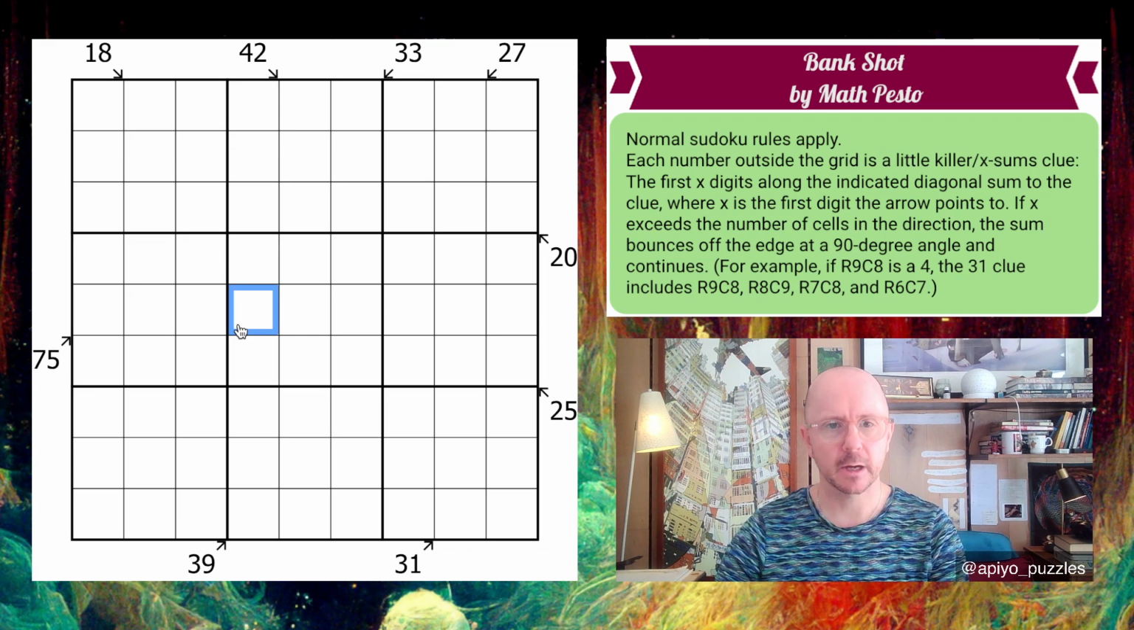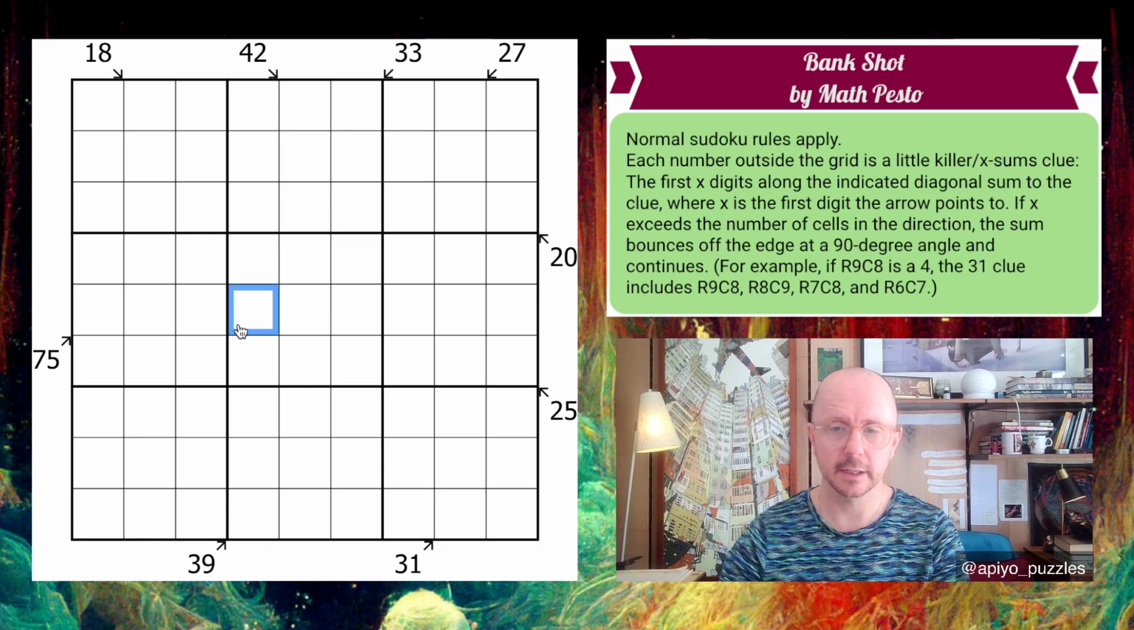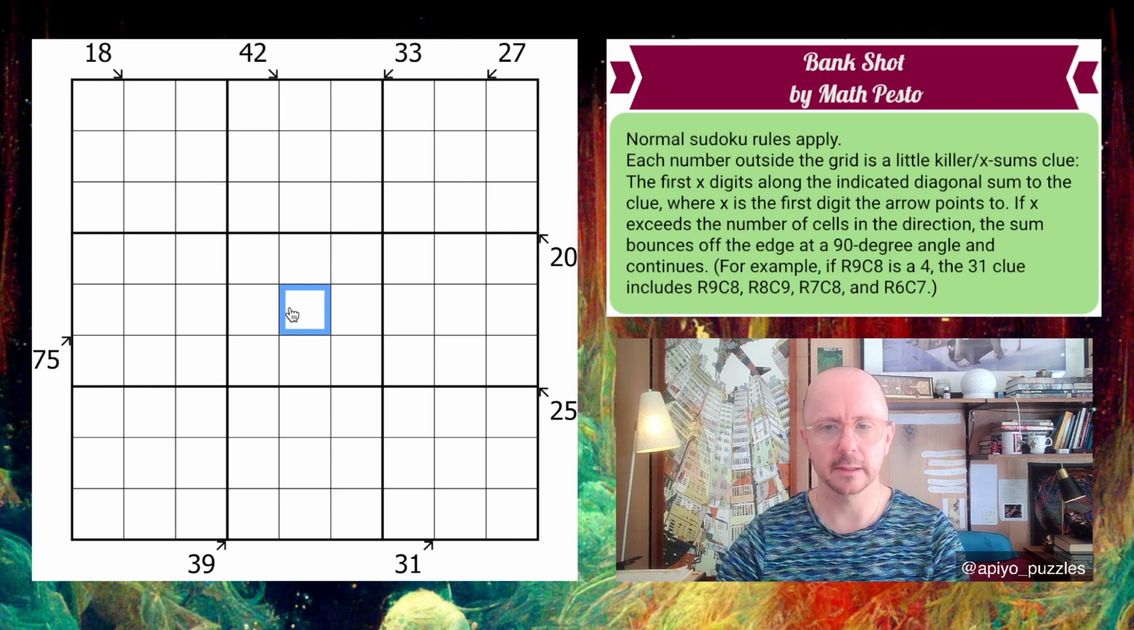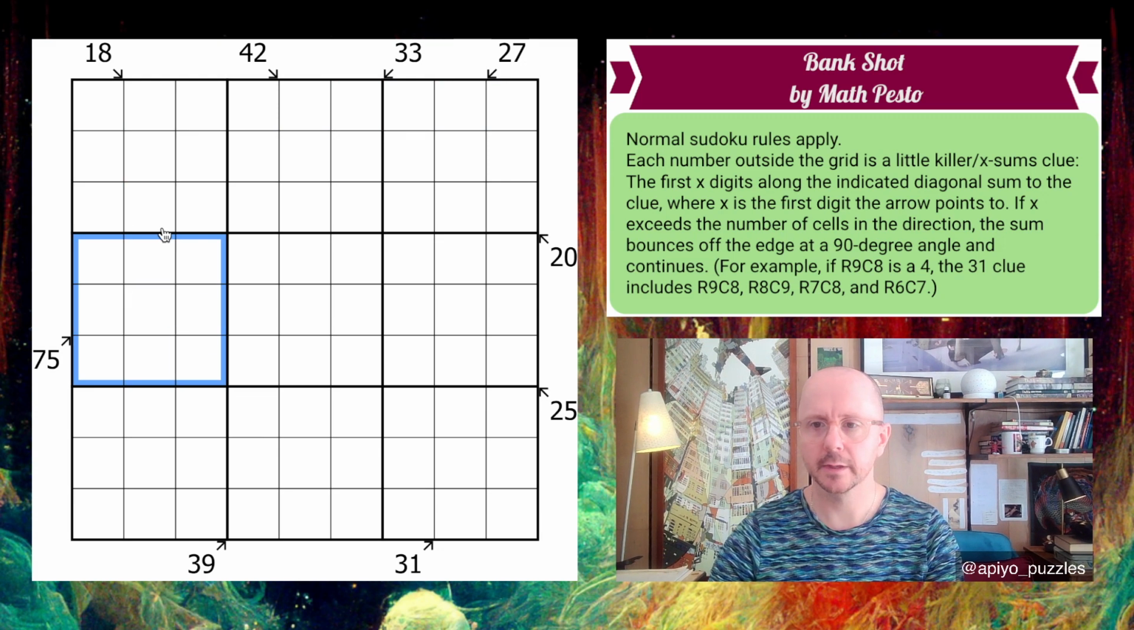So I will leave a link in the description if you'd like to give it a try yourself, and I'll explain the rules. The rules look a bit bewildering, but they're not, so let me explain. So we start off with basic Sudoku rules, which is that the digits 1 to 9 must appear in every row, in every column, and every 3x3 box. We now have this: the first X digits along the indicated diagonal sum to the clue, where X is the first digit the arrow points to.